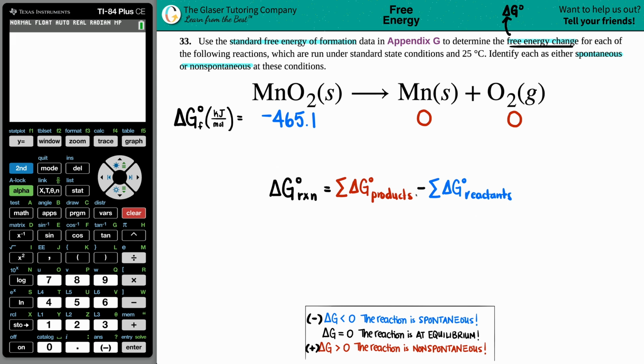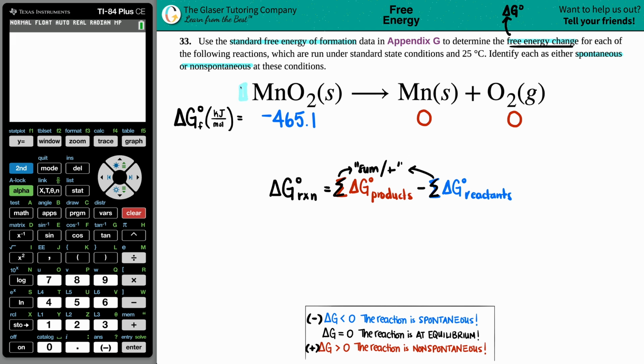always equal to the sum, that's this, right? The sum of all your delta G products, sum just means addition, right? Minus the sum of all your reactants. So essentially it's products minus reactants. Now, are these values going to change? Well, it just depends on the coefficient of the balanced equation.